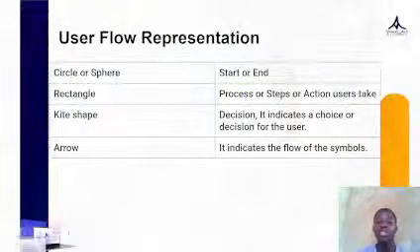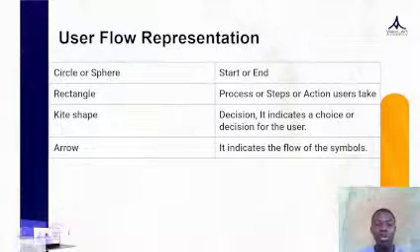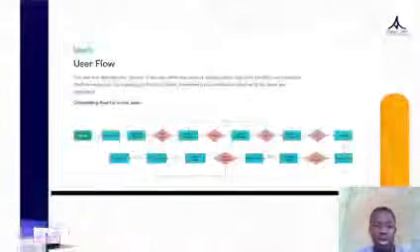So these are the representations of a user flow. We have a circle or sphere that indicates the start or end. I'm going to be showing you how it looks. Then we have the rectangle, which indicates the process or steps or action a user takes. Then we have the kite shape, which tells us about the decision the user is making in that section. So it indicates a choice or decision for the user. Then we have the arrow, which indicates the flow of the different symbols. So this is how a user flow looks.